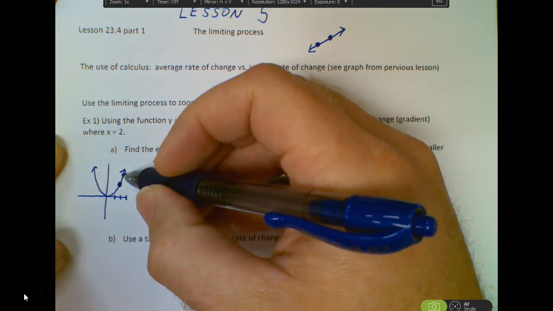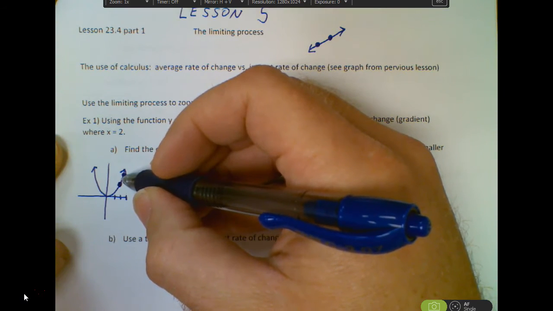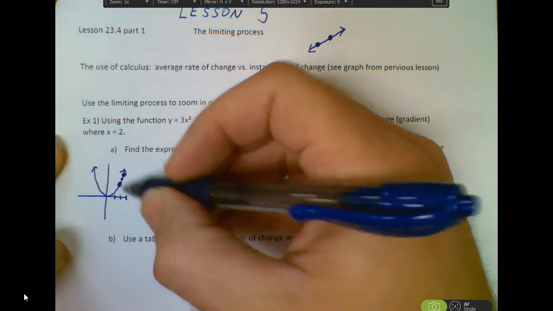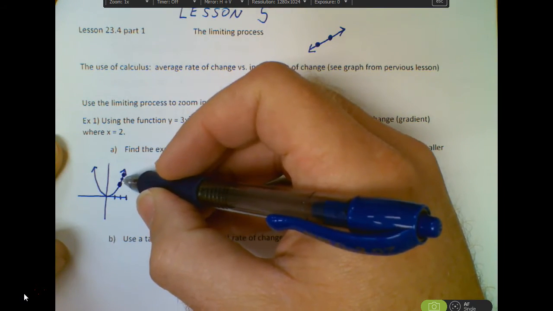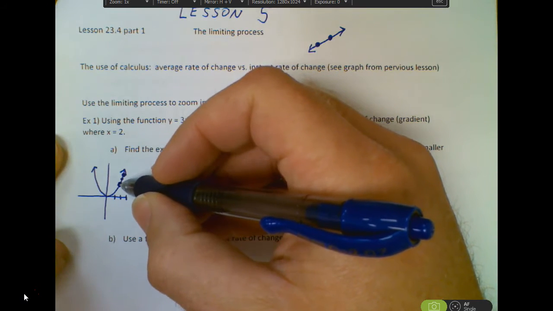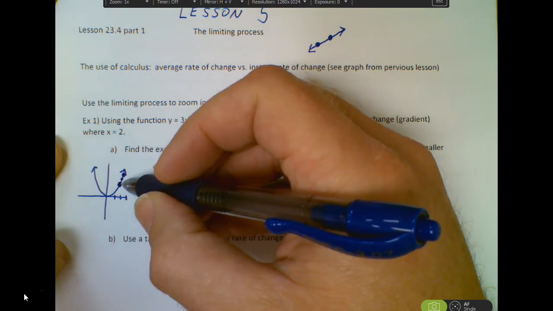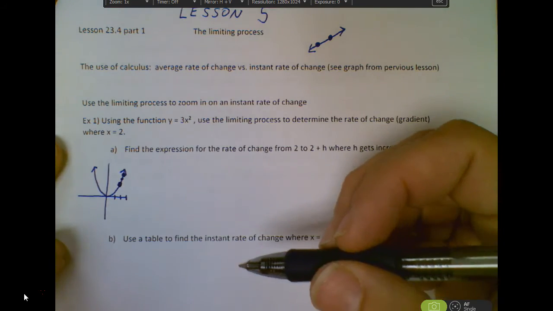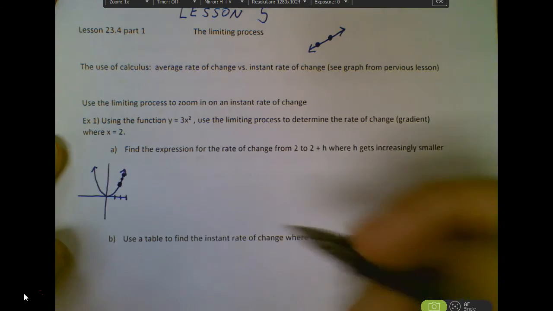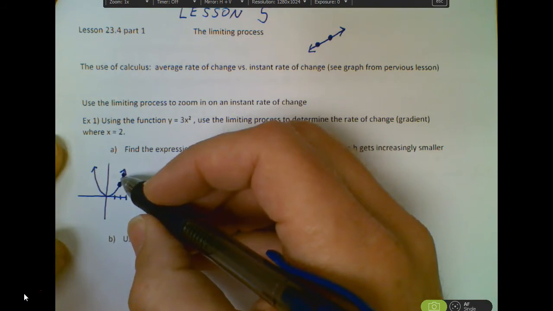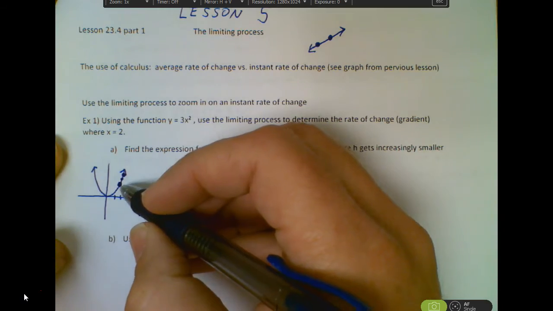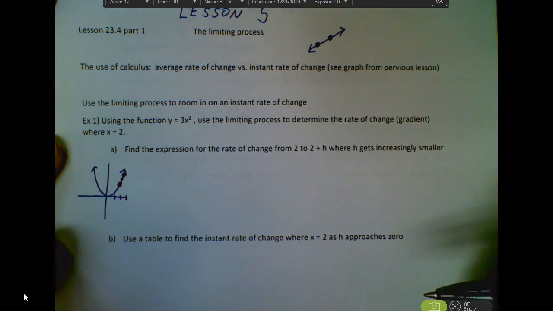Then if I got a little closer, maybe from 2 to 2.5, I'm going to get the slope between those 2 points, and that's going to get me even closer to my target. Then maybe from 2 to 2.1 and get even closer to my target. We're going to be taking multiple slopes, but getting closer and closer to the one that I actually want, which is where x equals 2. So we're going to zoom in on that point.